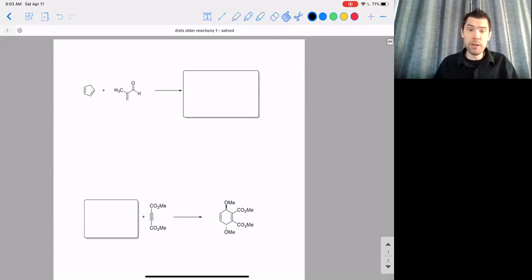So please do take a minute, try to solve these two Diels Alder reactions, and then we have a couple of challenge ones that are on the page below.